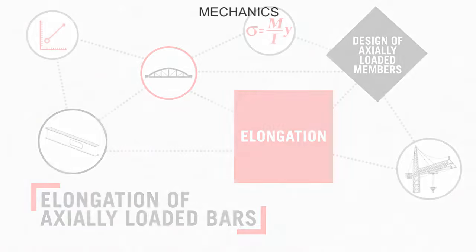Welcome to a new lecture of mechanics in which we will learn how to calculate the elongation of axially loaded bars, such as the bars that we typically have in a truss. Now, let's see how we can derive the formula for the elongation delta L of a short straight bar, which is, as I said, loaded axially.